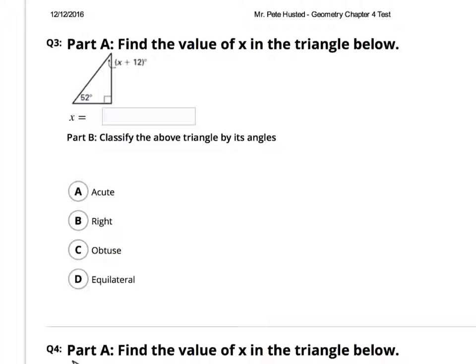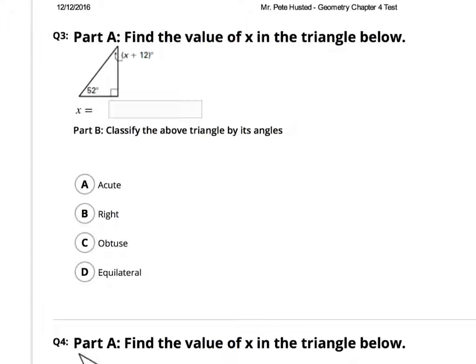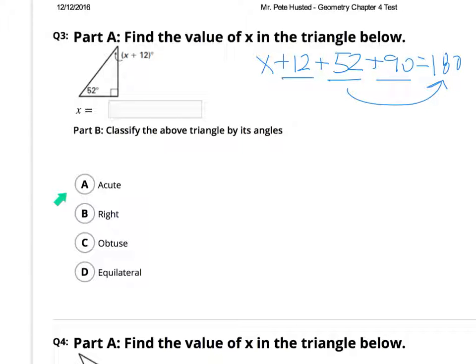Question number 3, part A. All right, again, we're finding x. Remember, all inside angles add up to 180. So the first one, you've got x plus 12, plus the angle that's 52 degrees, plus the angle that's 90. Set that all equal to 180. Got lots of like terms to combine here first. Then move them all over. That'll help you find the value of x. Part B, is this triangle acute, right, obtuse, or equilateral?